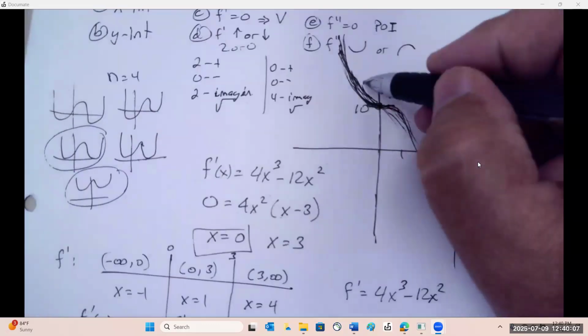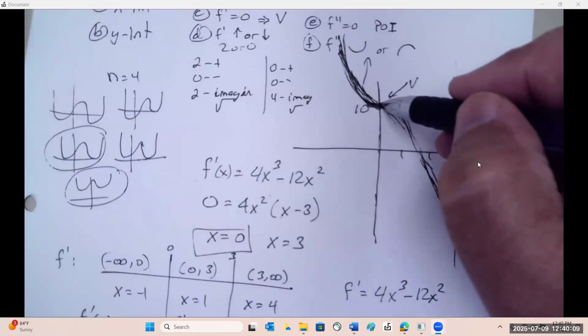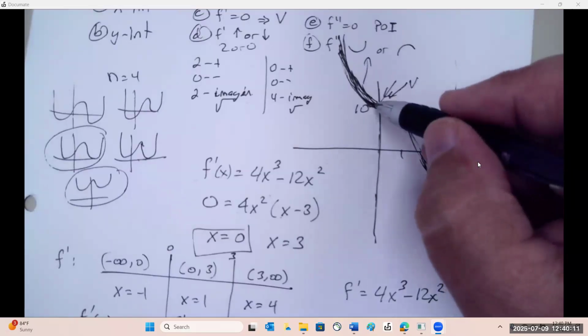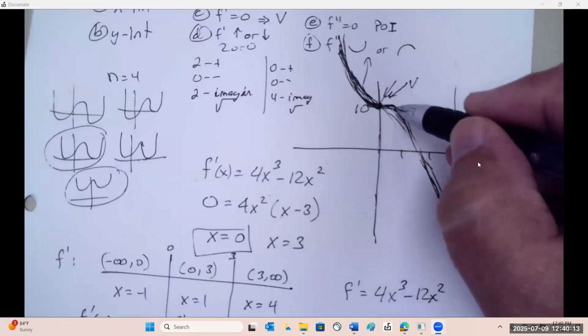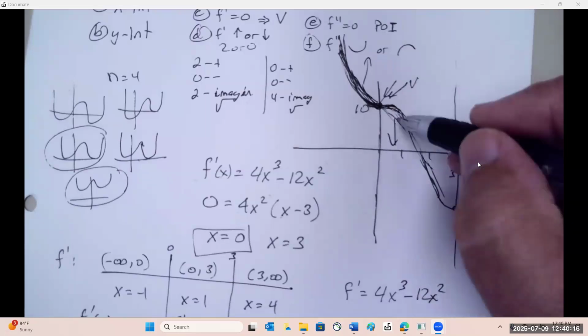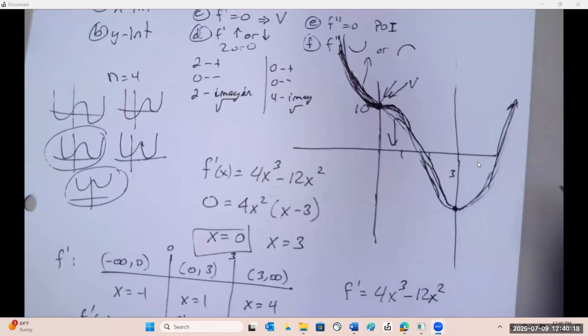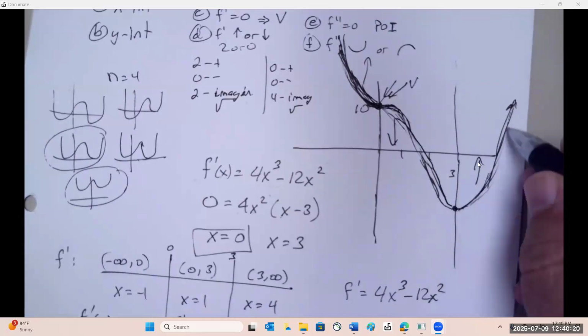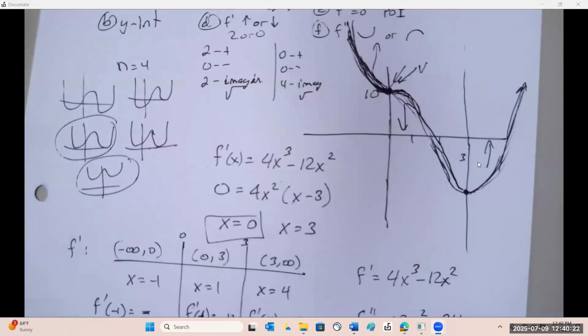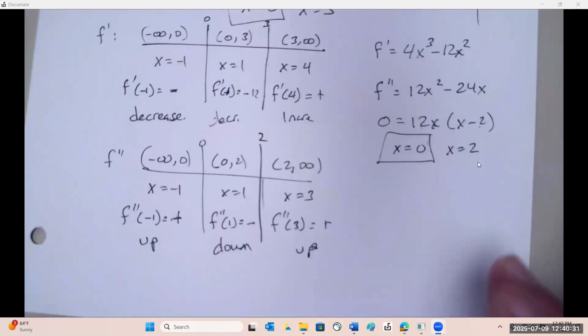It's concave up until 0, when there's a vertex. So it has to be down. Then it goes concave down from here. And then from this point, it's concave up. So there's your graph. So that's how we use the first and second derivatives to figure out what's going on.